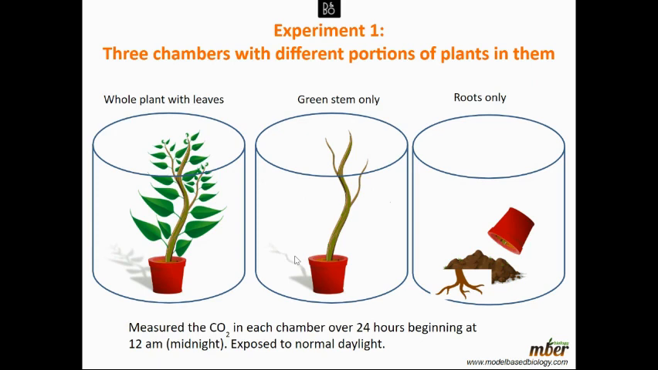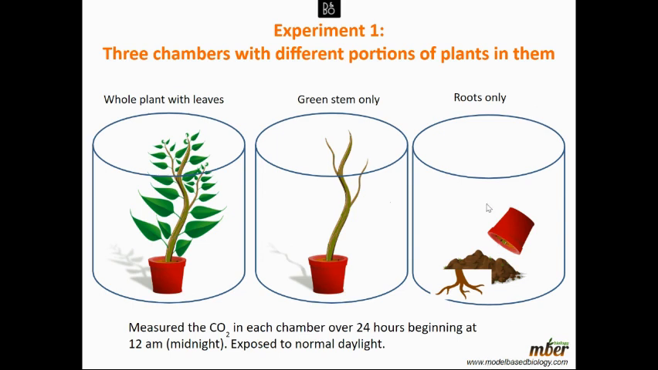In experiment one, there are three chambers with different parts of the plant in them. You can think of these like clear glass containers. One had the whole plant with roots, stems, and leaves, the whole thing. The one in the middle only had the stem of the plant. It was alive, which is why they said green stem only, so it is living. And the third one is roots only, so it doesn't have any of the stem.